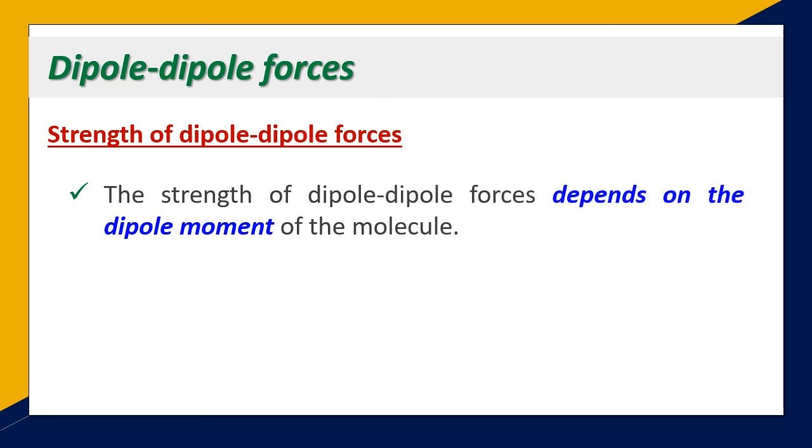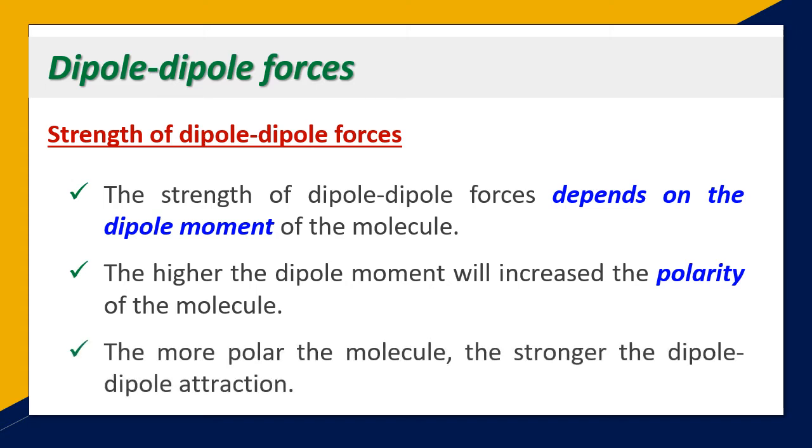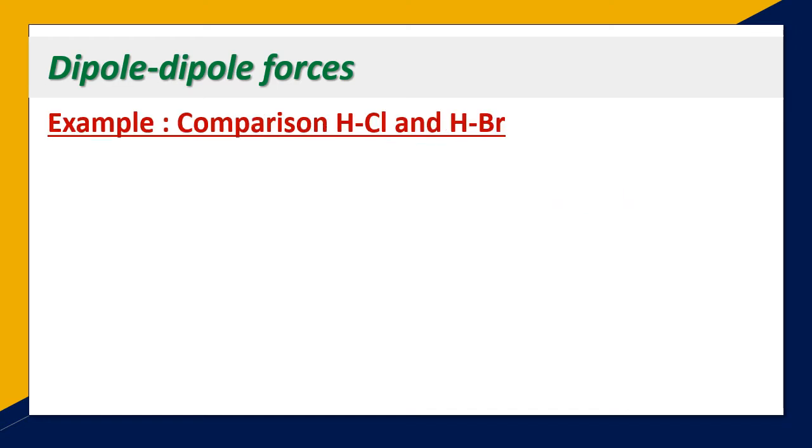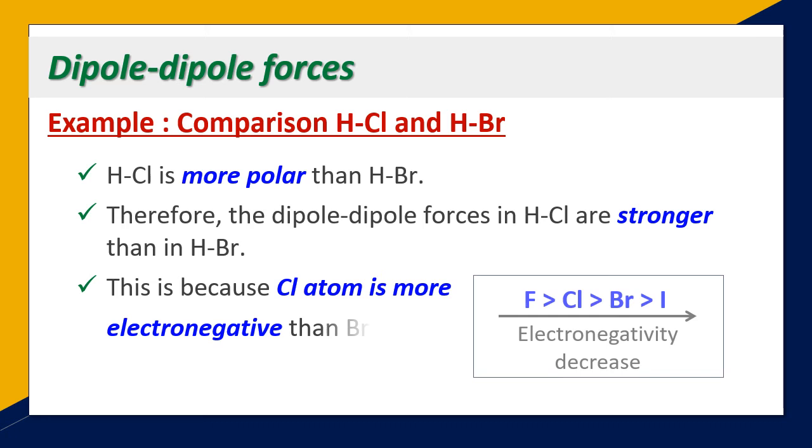The strength of dipole-dipole forces depends on the dipole moment of a molecule. The higher the dipole moment, the higher the polarity of a molecule. The more polar the molecule, the stronger the dipole-dipole attractions. For example, a comparison between the hydrogen chloride molecule and the hydrogen bromide molecule. HCl is more polar than HBr. Therefore, the dipole-dipole forces in HCl are stronger than in HBr. This is because the chlorine atom is more electronegative than the bromine atom.